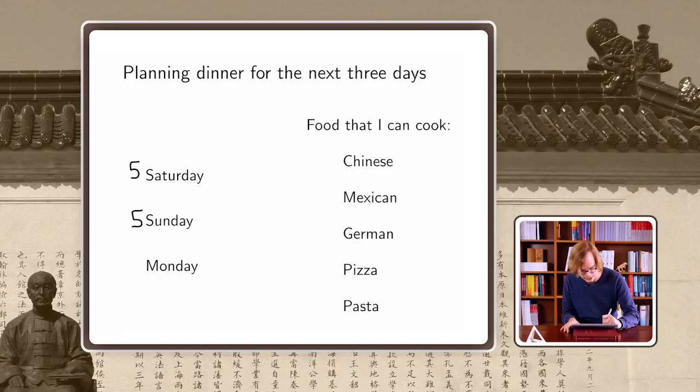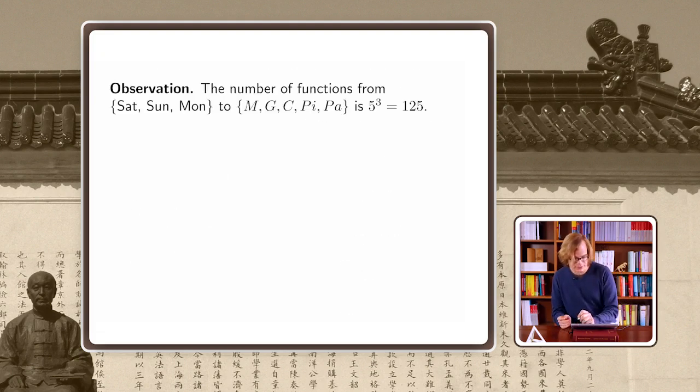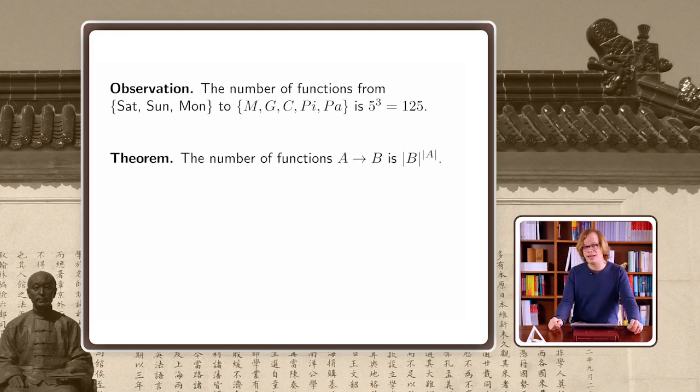And this is very easy. On Saturday I have 5 choices, on Sunday I have 5 choices, and on Monday as well. If I multiply them together, I have 125 choices. All right, so what you basically just have proved is the following fact: the number of functions from the set {Saturday, Sunday, Monday} into the set {Mexican, German, Chinese, pizza, pasta} is 5 to the third, which is 125. And in general, if you have 2 sets, A and B, the number of functions from A to B is B to the A.